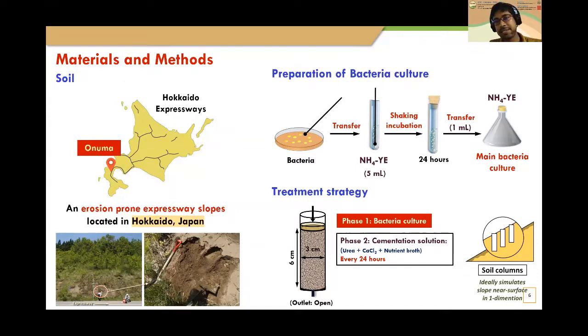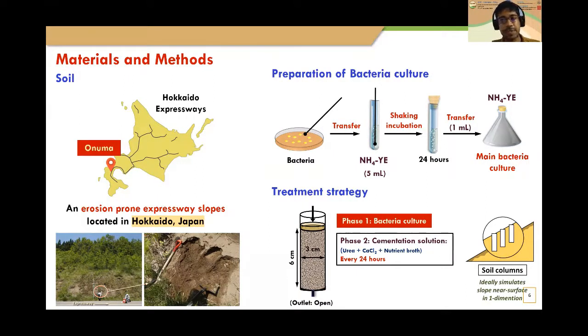In this initial study, we have used the column specimen to demonstrate the expected results. So, a two-phase injection strategy was used here. In phase 1, the bacteria culture was injected, and in phase 2, the cementation solution, which consisted of urea, calcium chloride, and nutrient broth, was injected.